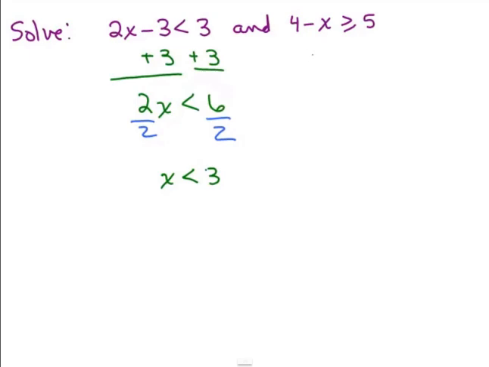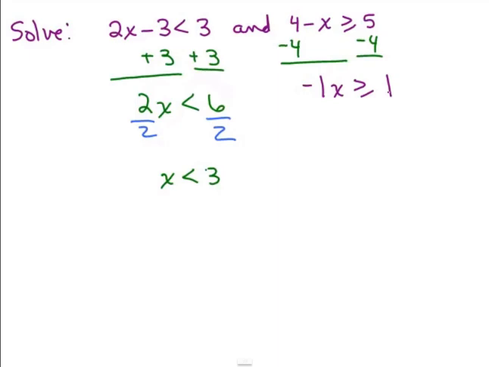On the right-hand side, we're trying to isolate the x. So how about if I subtract 4 first from both sides? Now be careful, this is still negative x. So I'm going to write that as negative 1x because that's what that really means. And then 5 minus 4 is 1.